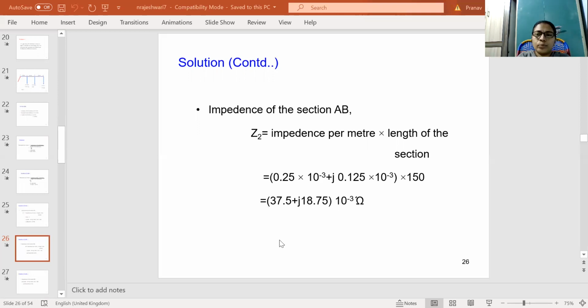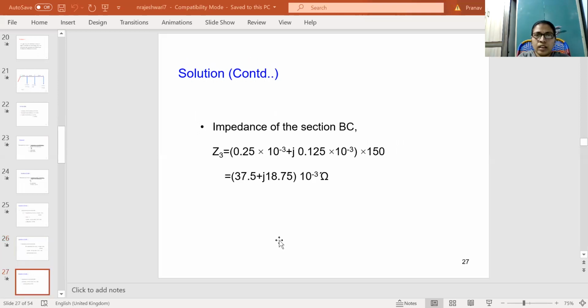So that is Z2. And the impedance of the section BC is Z3, that is (0.25 × 10^-3 + j0.125 × 10^-3) × 150, the length of the line or section BC. So Z3 = (37.5 + j18.75) × 10^-3 ohms.